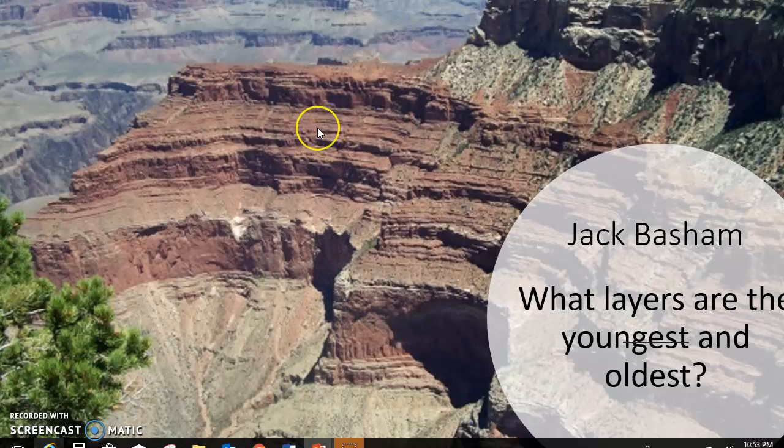So as you can see here. And what layers are the youngest and the oldest? Well, ck12.org helps us understand that sedimentary rocks start out horizontal with the oldest on the bottom.